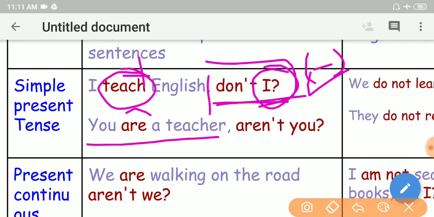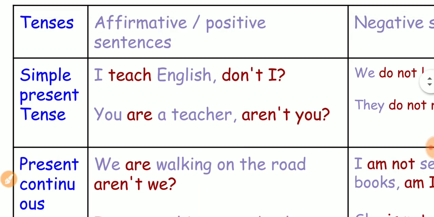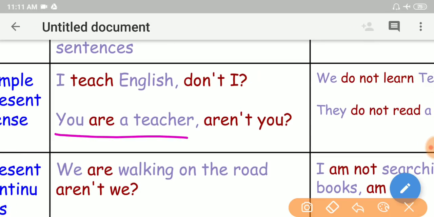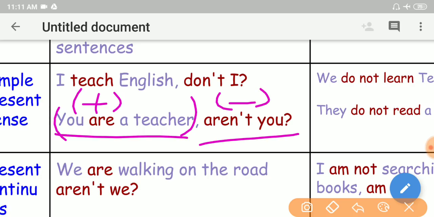Here you see the second example, my dear friends. "You are a teacher." This statement is positive. The tag should be negative, my dear friends: "aren't you?"